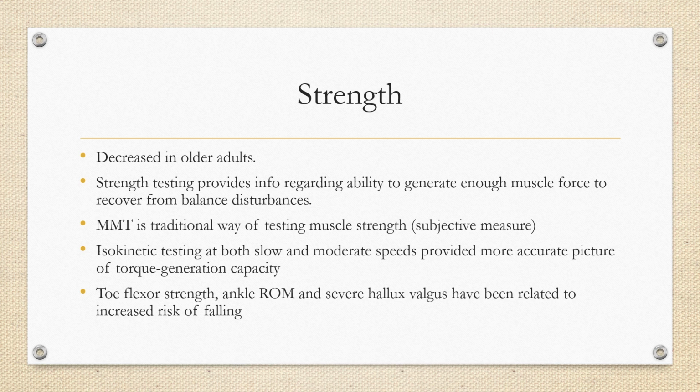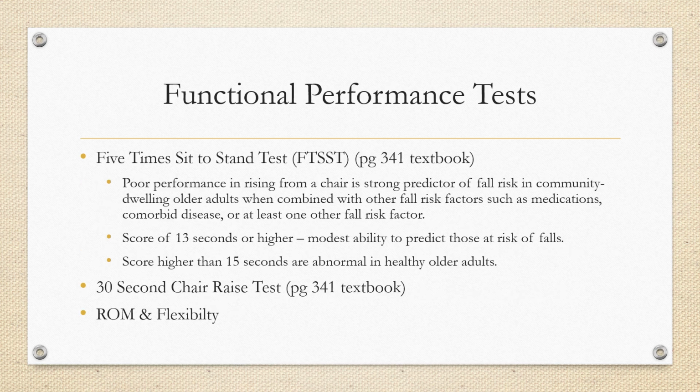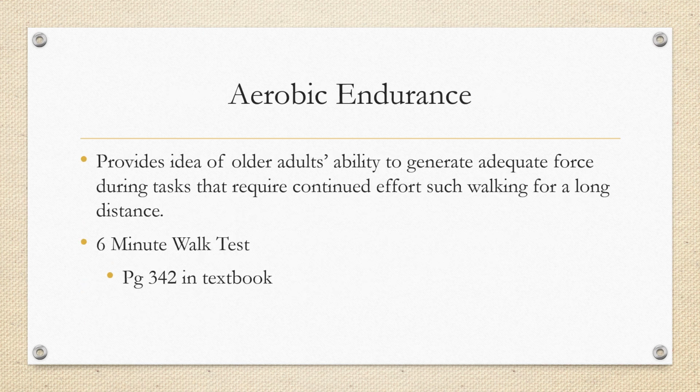You can also do isokinetic testing at both slower and faster speeds to see if they have the ability to generate the torque that we would need if they had some sort of a fast movement and possibly a fast fall. And then looking specifically at ankle mobility and ankle strength, because any of those limitations, again, decrease the risk of having an ankle strategy and therefore increase the risk of falls. So there are quite a few different functional performance tests that can be done.